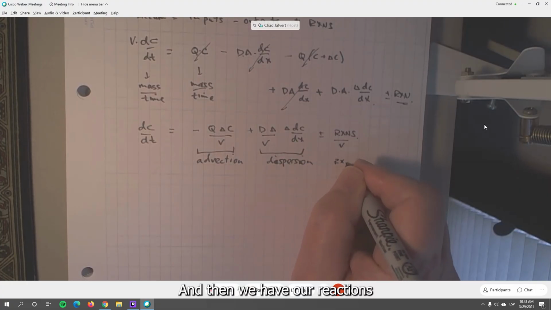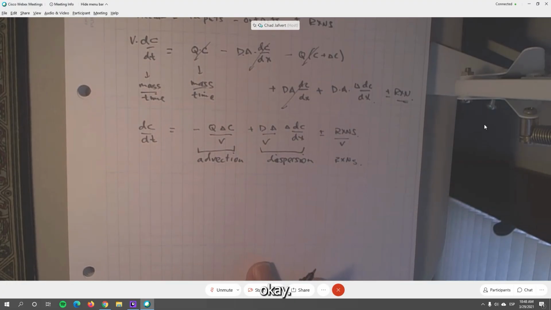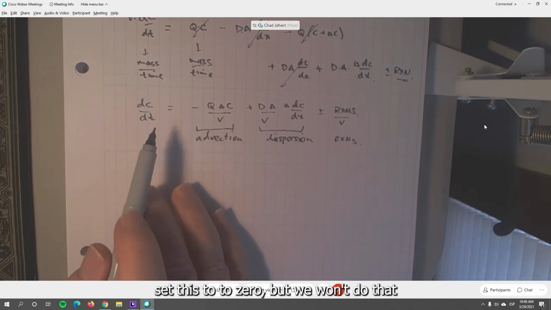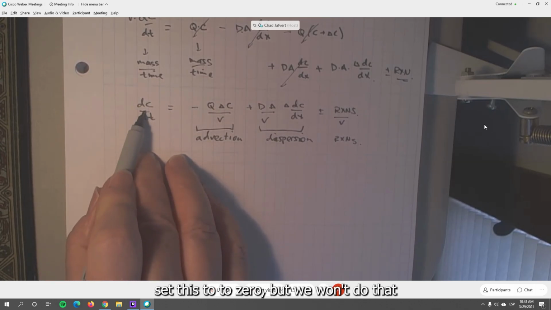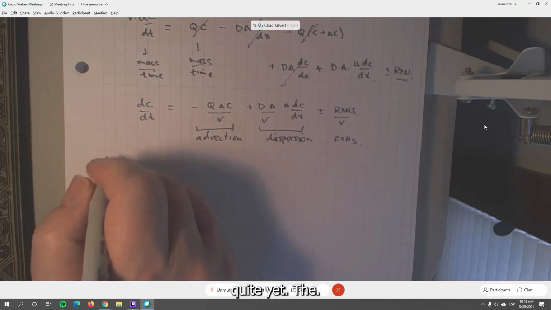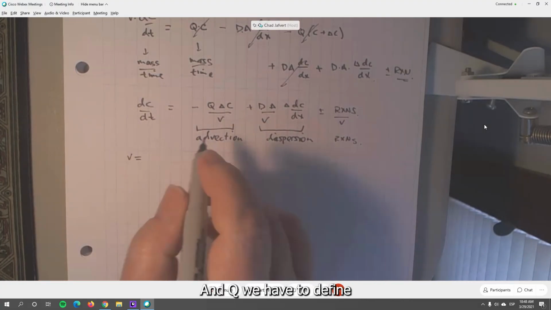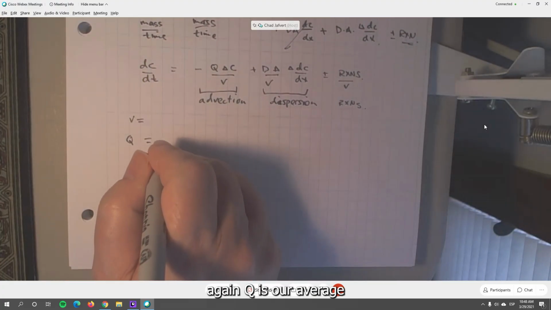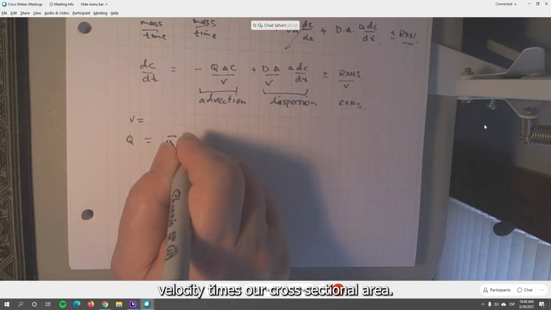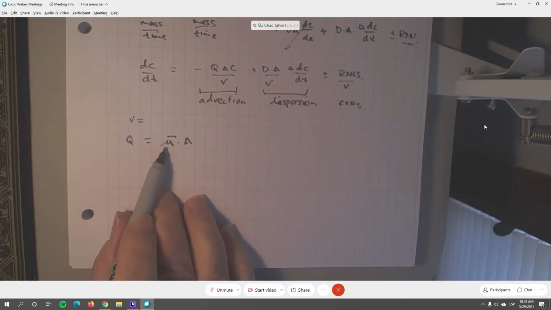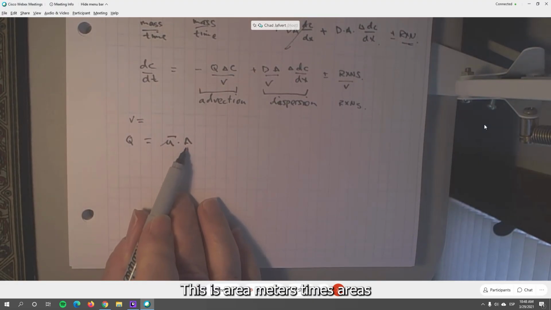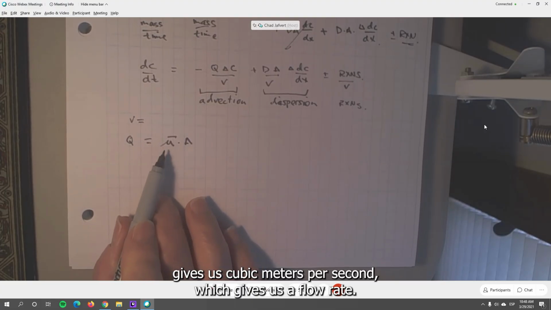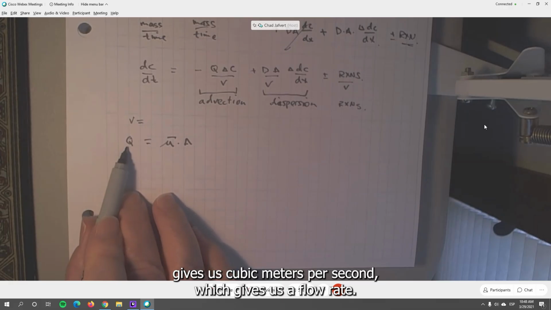And then we have our reactions, okay? We could, again, set this to 0, but we won't do that quite yet. V and Q we have to define. Again, Q is our average velocity times our cross-sectional area. This is meters per second. This is area. Meters times area gives us cubic meters per second, which gives us a flow rate.